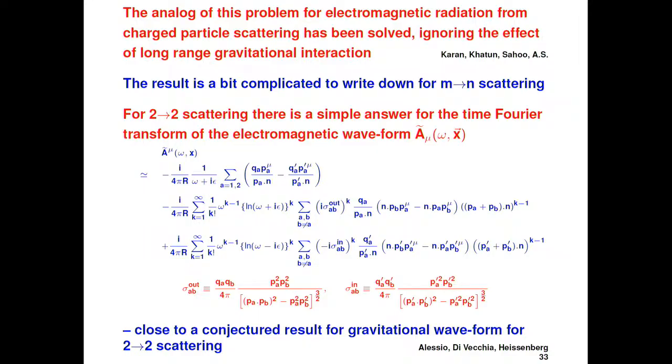So we know the result for general m to n scattering, but it is a bit complicated to write down. For 2 to 2 scattering there is a closed form that you can write down, and here it is. This is given in terms of the time Fourier transform of the electromagnetic field this time. And again, if you examine this formula carefully, you will see that all that goes in are the momenta and the charges of the incoming and outgoing particles, and you know the coefficient of arbitrary omega to the k minus 1 log omega to the k terms.